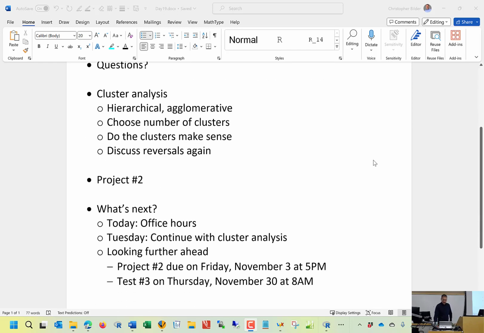Okay, so with respect to cluster analysis, we've talked about hierarchical methods, in particular a subclass of them called agglomerative methods. We introduced probably about 4 or 5 different methods last time. And so today we're going to talk about how we can choose the number of clusters. Because remember, with these methods, we go from having n clusters down to 1 cluster. But we want something in between in the end. So we'll talk about how to make that decision. And also we'll look at, well, do these clusters make sense?